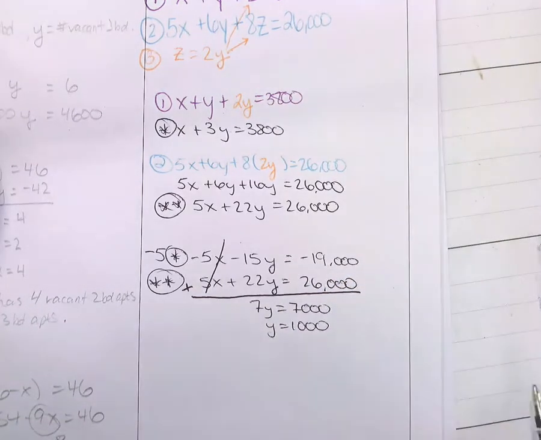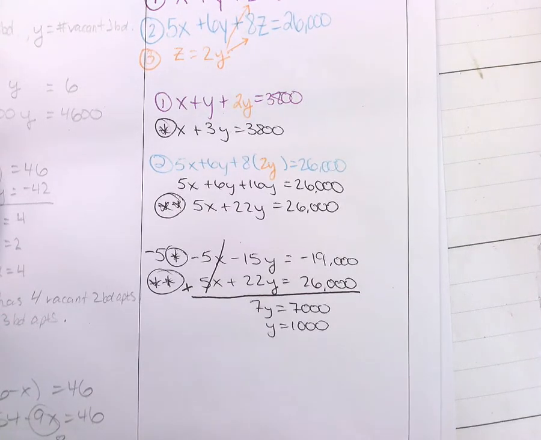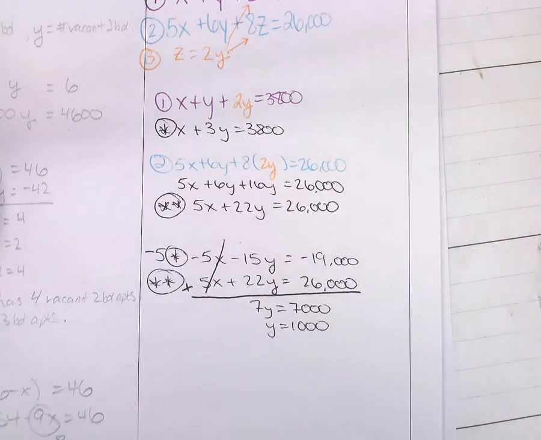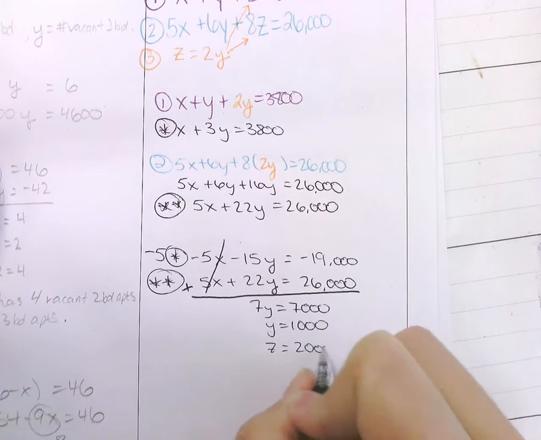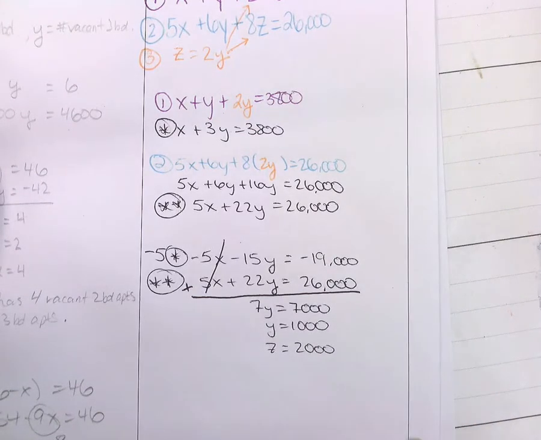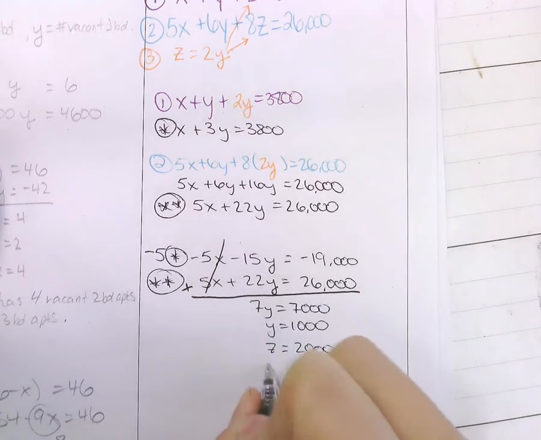What does y represent? Number of student tickets. So 1,000 student tickets. If there were 1,000 student tickets, what else do we know? There would be 2,000 regular tickets. Right, so that was z. So 2,000 regular tickets. 800. And the rest is x.